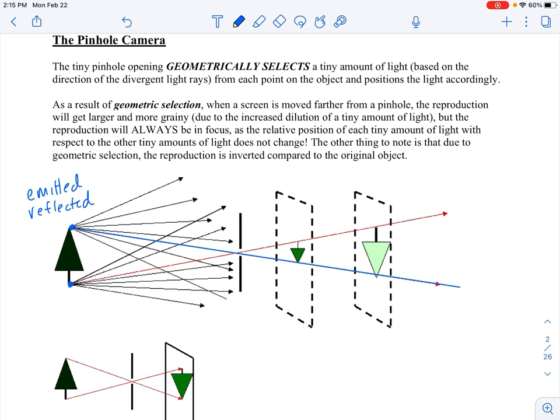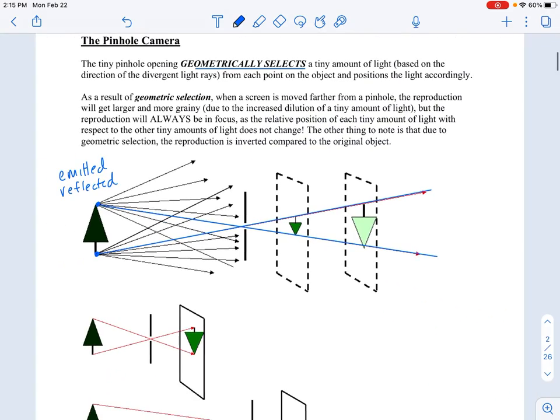What the pinhole camera does is it geometrically selects a tiny amount of that light. So here I've got 2 rays that happen to fit through this opening. And what happens is they maintain the order of the original object. So the bottom of the object flips to the top and the top flips to the bottom. When you move the screen back, you have the same amount of light, so the image gets a little dimmer and a little grainier. It's the same amount of light and information, but it's spread out over a greater area.